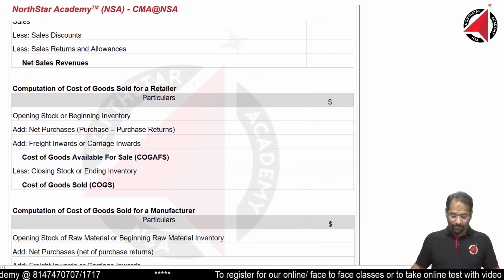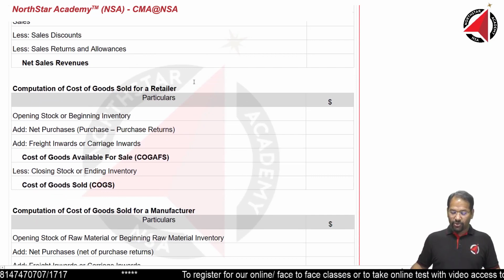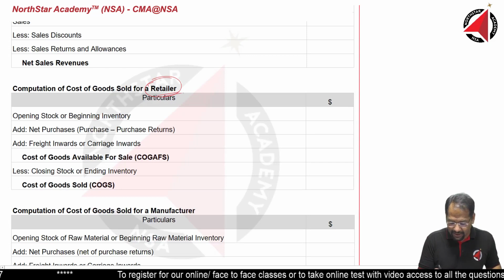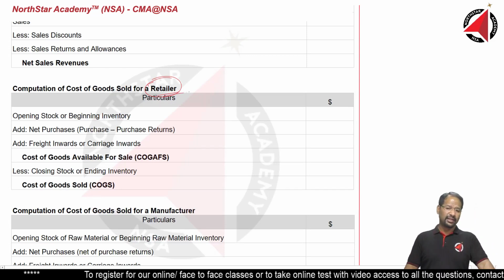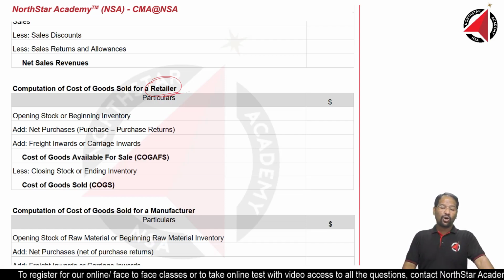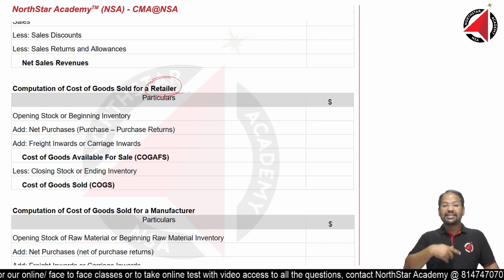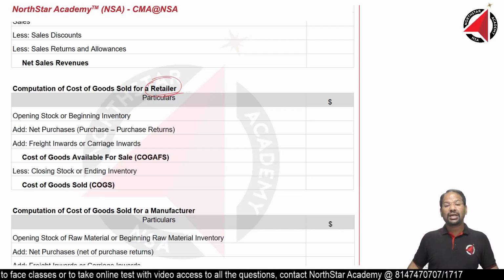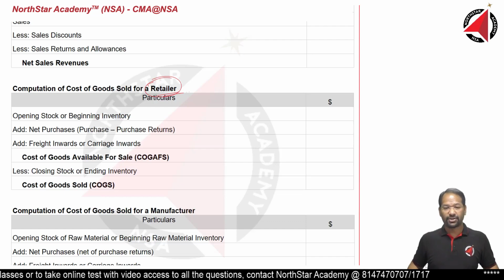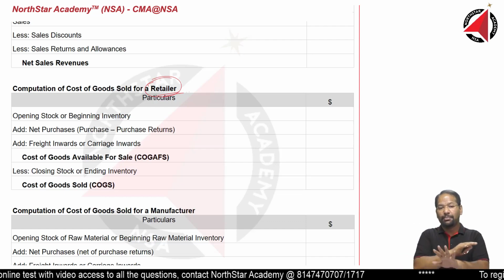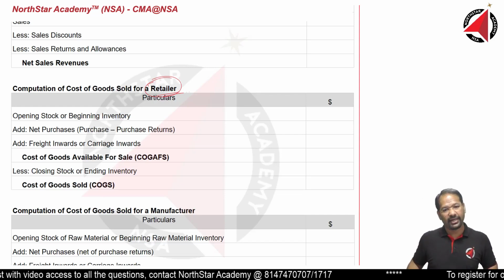Next one, computation of cost of goods sold for a retailer. Very important, you have to remember this for a retailer. Remember, who is a retailer? We call them a trader also. Retailer or trader means those sellers who buy and sell goods, who do not manufacture. Those who just buy and sell, who do not manufacture, are called retailer or trader.